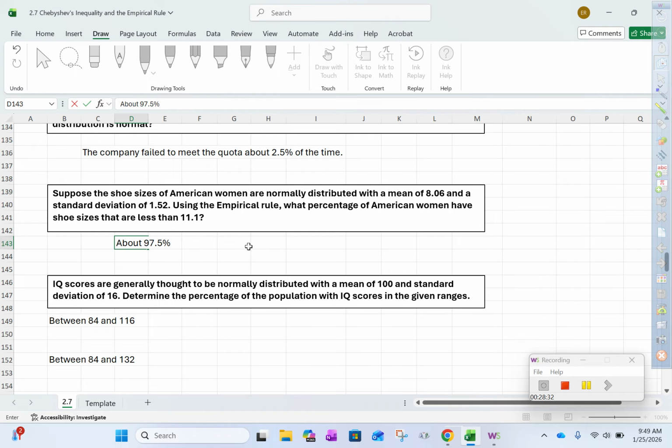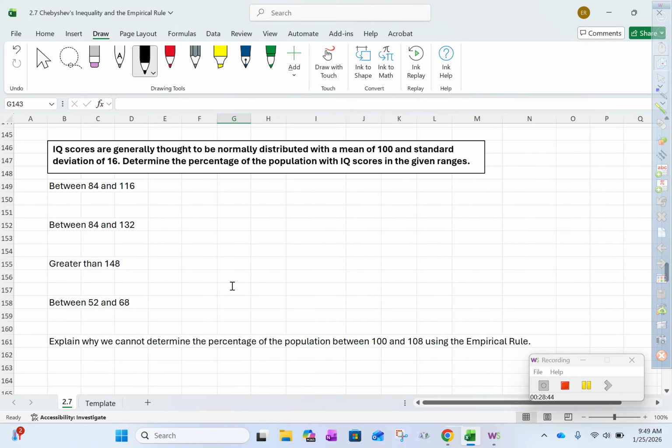Okay, and hopefully that makes sense, because 11.1 is a pretty large shoe size for women, and it's saying that 97.5% of the population will have less than that. Okay. This next one is very similar. I'm going to have you pause the video and answer those questions for me, if you would.